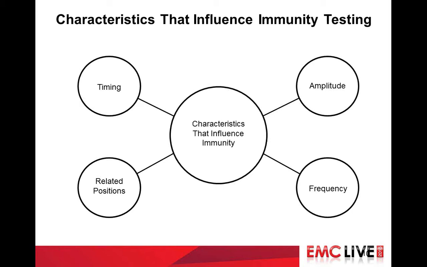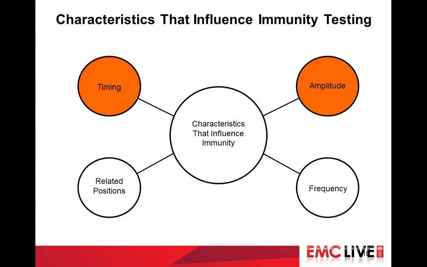Four characteristics greatly influence the immunity or susceptibility of the EUT: timing, amplitude, related position or spatial relationship, and frequency. Timing. One example of how timing could influence the EUT occurs when both the culprit and the victim are on. The ease of determining susceptibility then depends on whether the simultaneous operation of the culprit and the victim makes their timing relationship appear random, periodic, or continuous.